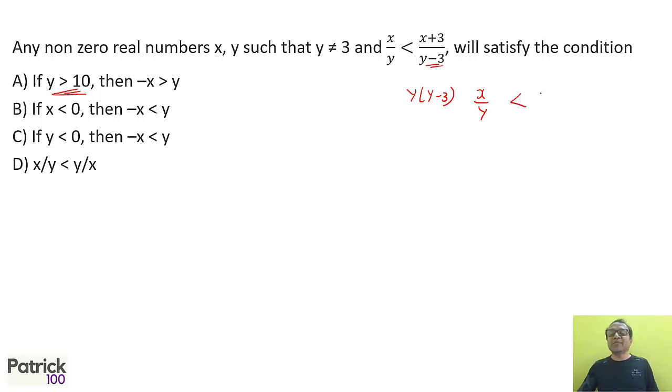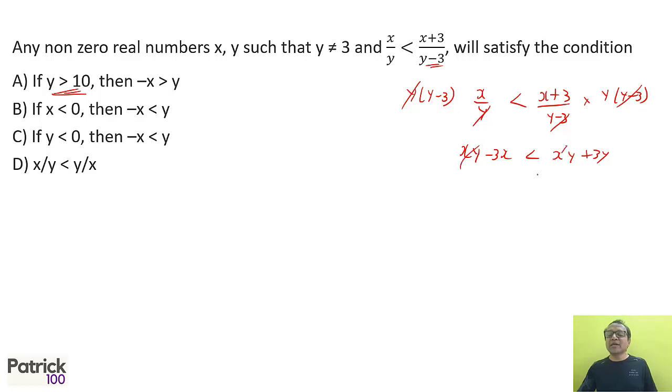So x upon y into y into y minus 3 will be less than x plus 3 upon y minus 3 into y into y minus 3. Because y is more than 10, both y and y minus 3 will be positive. If you multiply by the same positive value, the inequality does not change. So y gets cancelled, y minus 3 gets cancelled. You will basically get xy minus 3x is less than xy, okay, plus 3y.